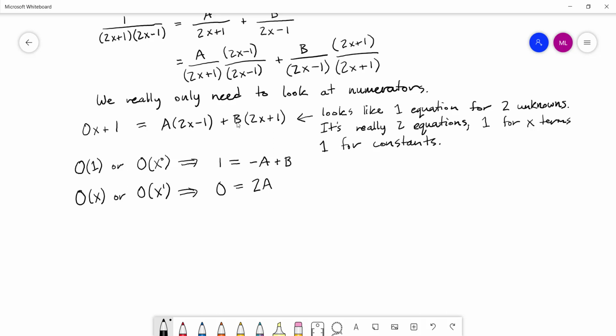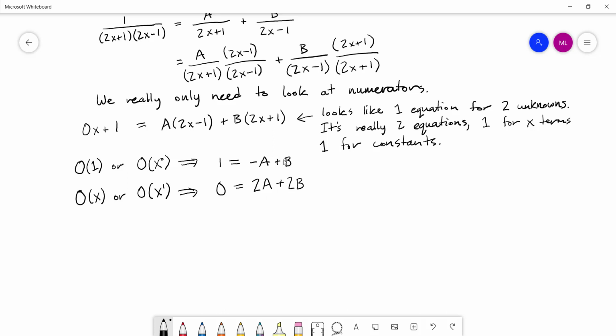plus 2bx. So these are all the terms that are proportional to x on both sides. I have a 0 times x is equal to 2a times x plus 2b times x. And I'm just basically pulling the x out of it, canceling the x on both sides. So here are the two separate equations that we have.